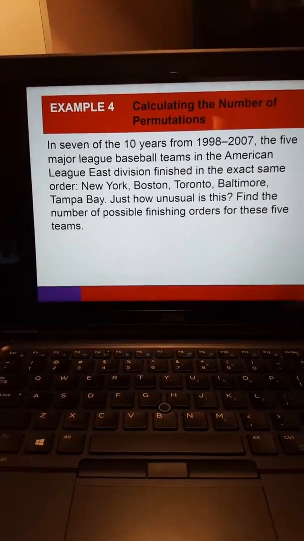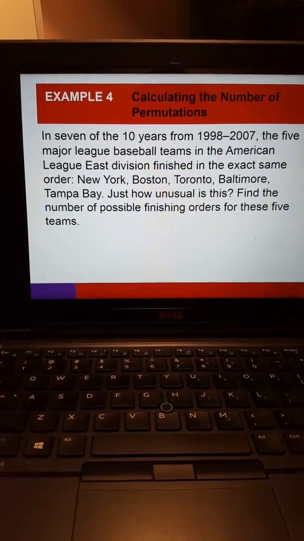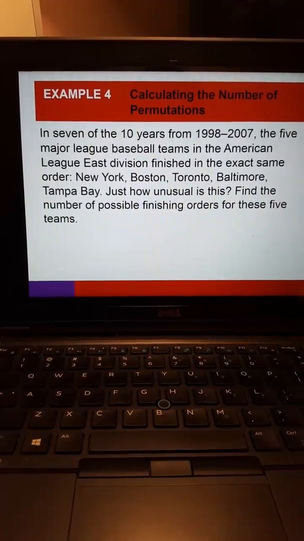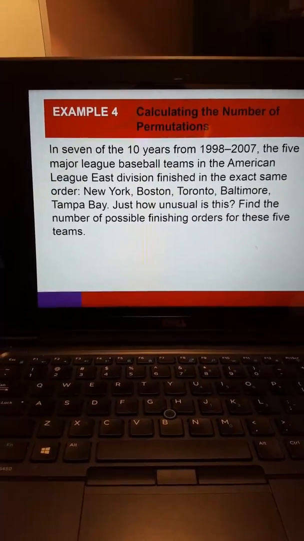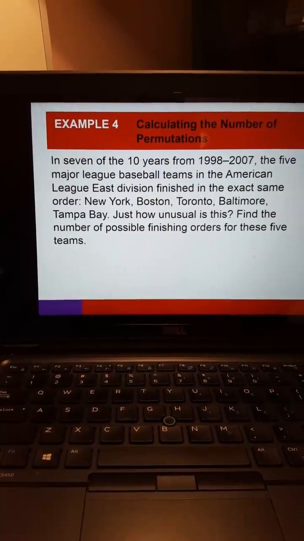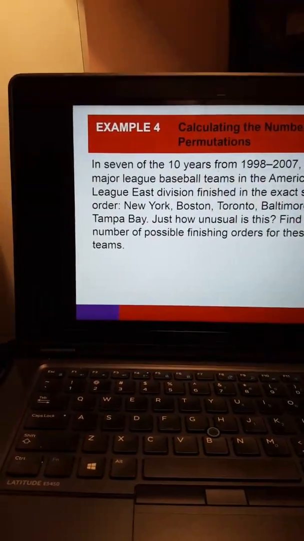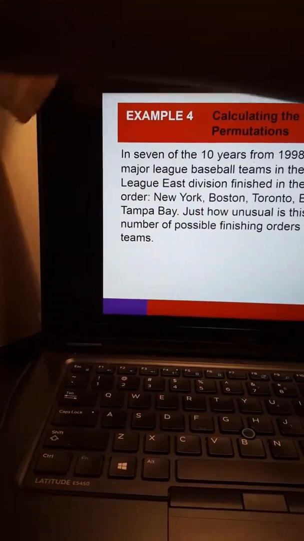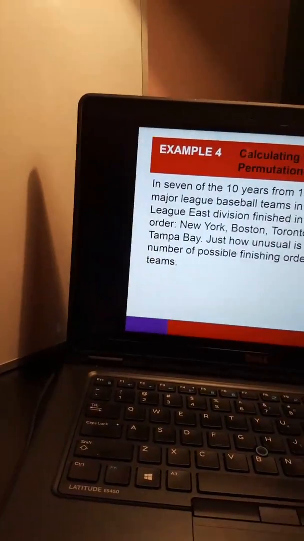Now remember, they gave us 5 teams. They told us they came in the same exact order. All we are trying to do is figure out how many possible orders can happen out of those 5 teams. I know you're probably saying there's only one, but not necessarily. First things first, we can draw this one out. Remember, we had 5 teams.